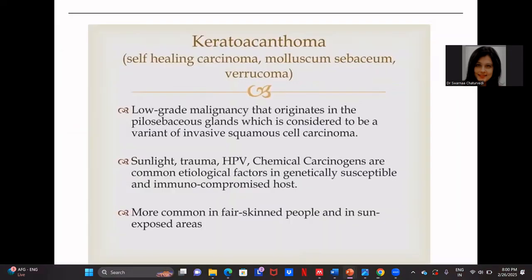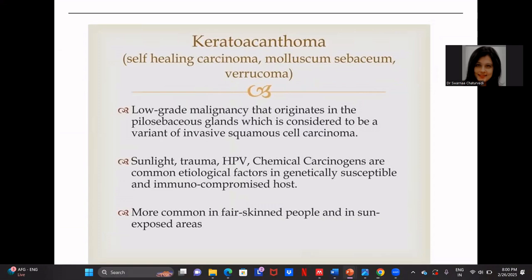All right. So the next topic of the talk is keratoacanthoma. It's the second benign epithelial lesion, and it is a self-healing carcinoma, also known as molluscum sebaceum because of its origin from the pilosebaceous glands. Now, as I told you, whenever you begin to read about a topic, always think about why it is named so. So keratoacanthoma, why is it named so?